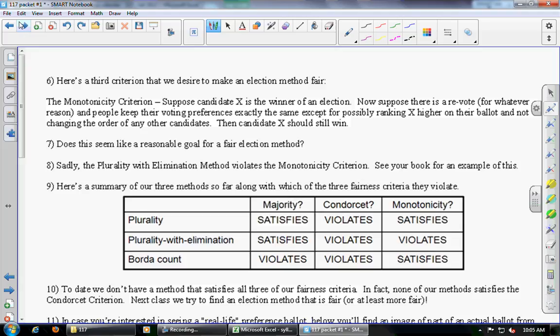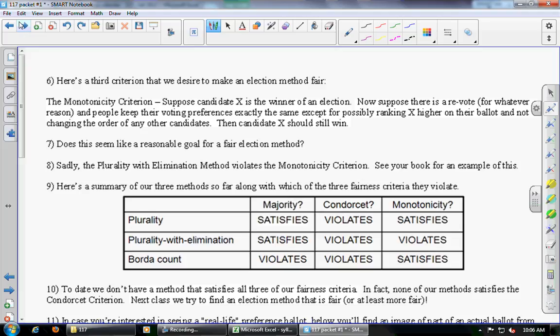But everybody ranks their candidates exactly the same, except maybe some people rank X even higher on their ballot, right? What should happen? Who should win the election? X should still win, right? Almost X already won. And then people go vote again, and most of them vote exactly the same. But some people say, oh, you know, I want to jump on the bandwagon. X is going to win this thing. Let me rank X even higher on my ballot. X should still win, right? X should win like even more, if that makes sense. And that's what this says. Candidate X should still win.